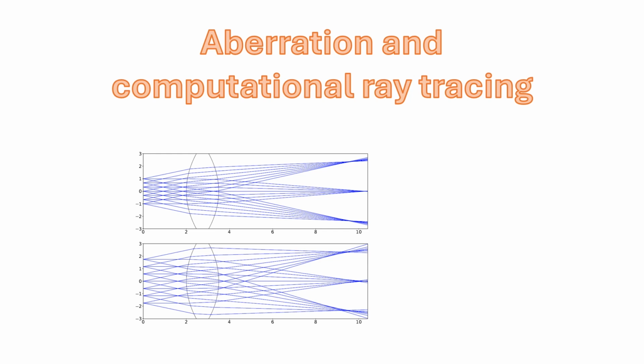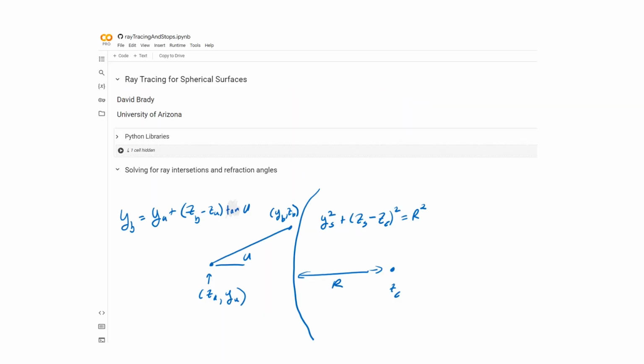This particular image is generated using a Jupyter notebook that's available on the GitHub repository that goes with this set of lectures. It solves for each ray what happens to the refraction at various surfaces, and can go through and trace the rays and analyze real systems.